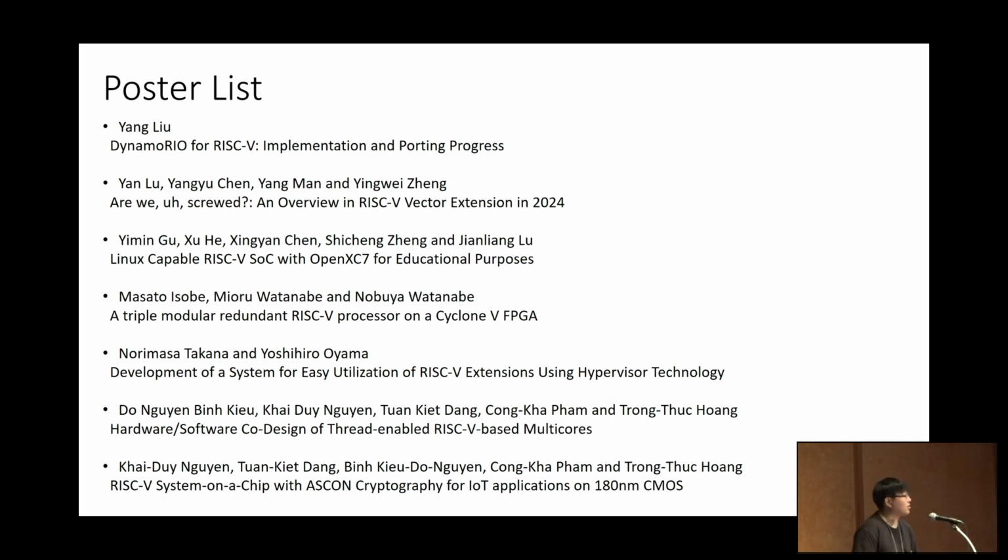Hello, I will talk about a triple modular redundant RISC-V processor on a Cyclone FPGA. The research background: in the decommissioning of the Fukushima Daiichi power plant, because of the hard radiation environment, if we use robots, permanent errors occur in integrated circuits due to radiation.